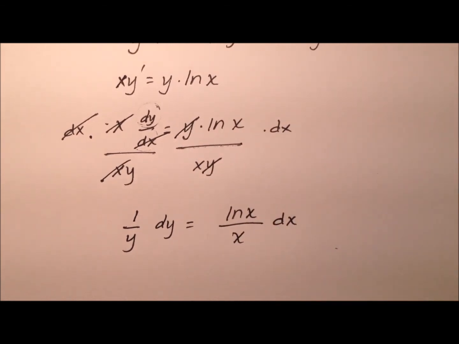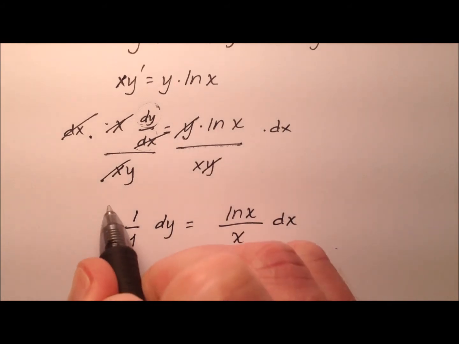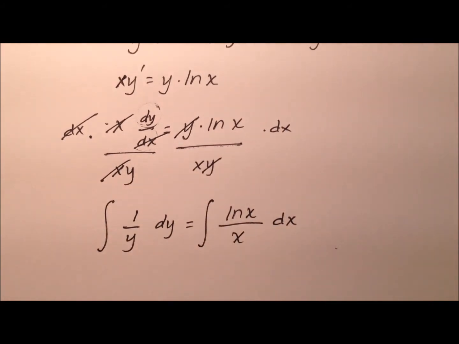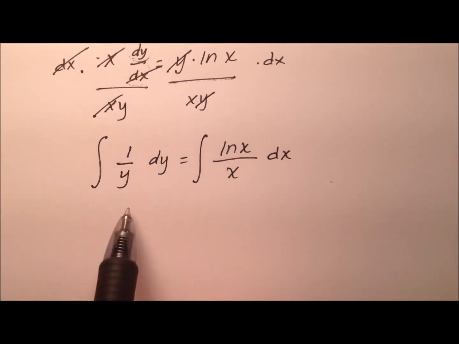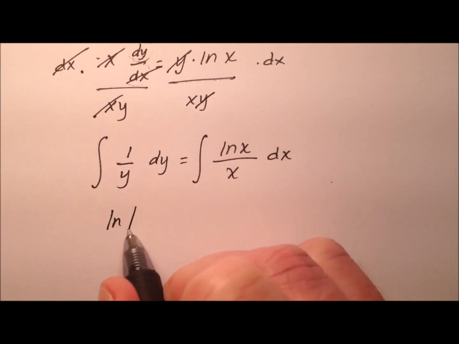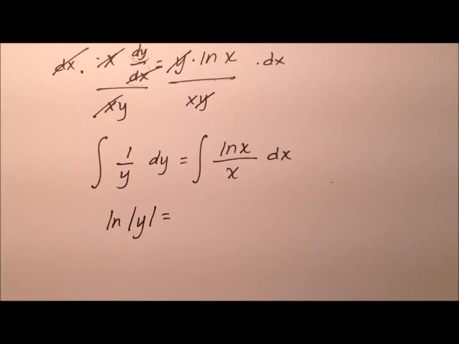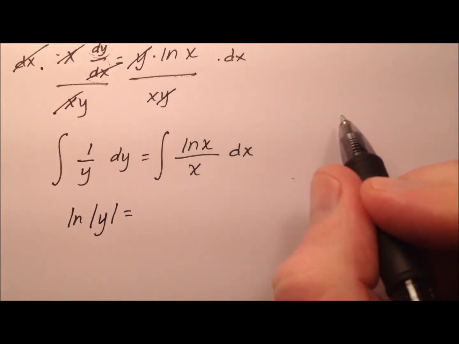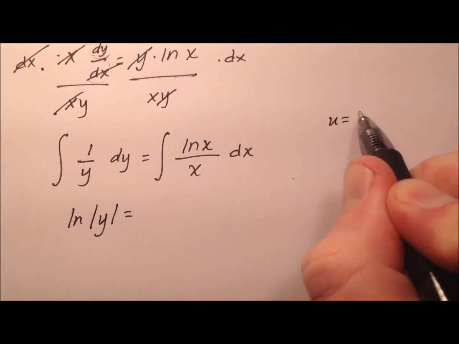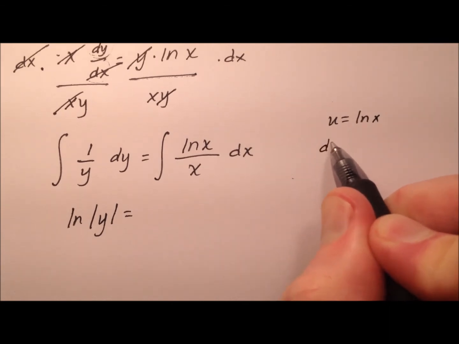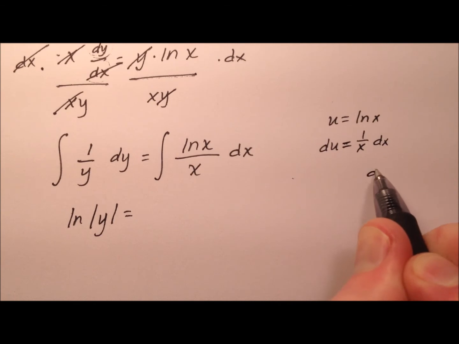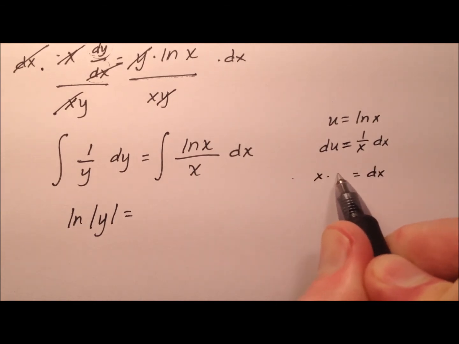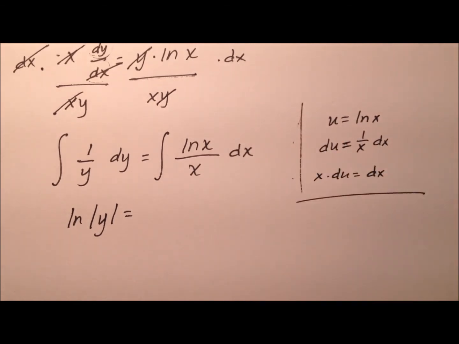So that cleaned up fairly well, and it looks like I'm ready now to integrate both sides of my equation. And the left side will be pretty straightforward. The integral of 1 over y is the natural log of the absolute value of y. The right side, however, looks like I need to use a u substitution. So let's go ahead and say u is the natural log of x. So du equals 1 over x dx, which means that dx equals x times du.